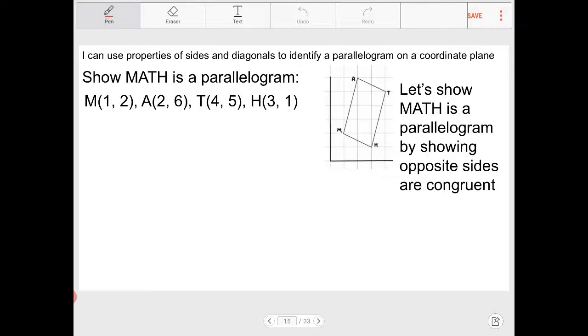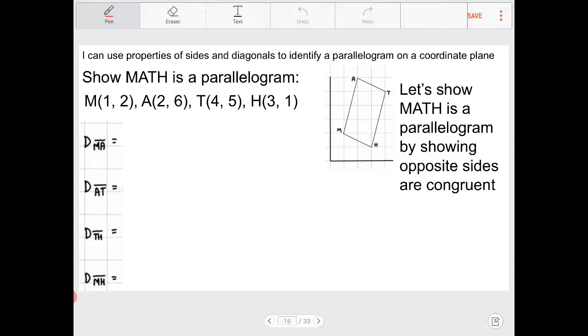So, again, let's show that MATH is a parallelogram by showing opposite sides are congruent. I'm going to ask you to pause the video again to demonstrate why this is a parallelogram through this property that opposite sides are congruent. And then at the end, please write a declaration statement that this is in fact a parallelogram because opposite sides are congruent. Go ahead. Hopefully you had some time to think about this, so let's go through it.